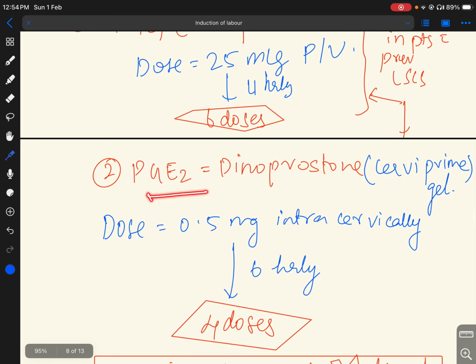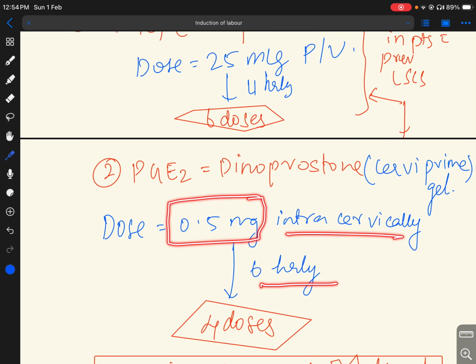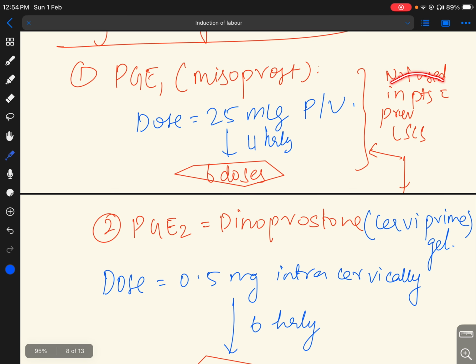And prostaglandin E2 or dinoprostone Cerviprime gel is used. Dose is 0.5 mg intracervically 6 hourly. 4 doses will be given. Now, these prostaglandins are not used in patients with previous LSCS.